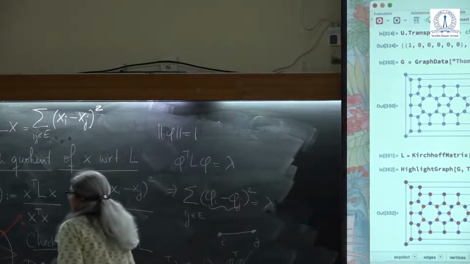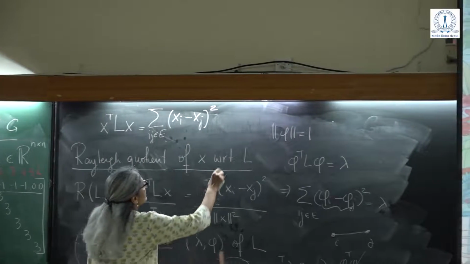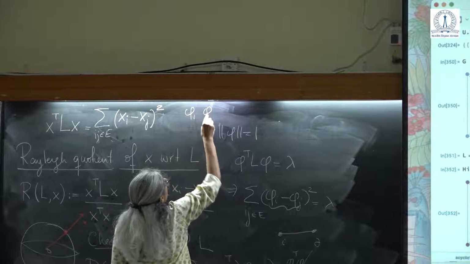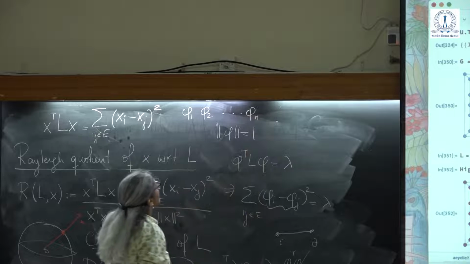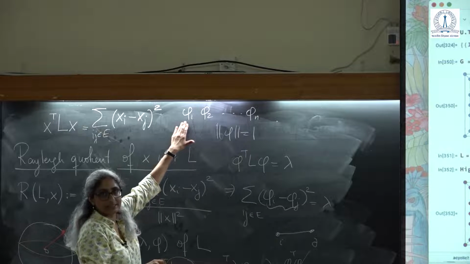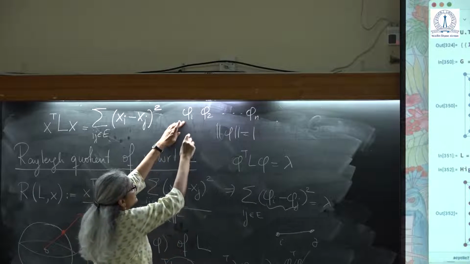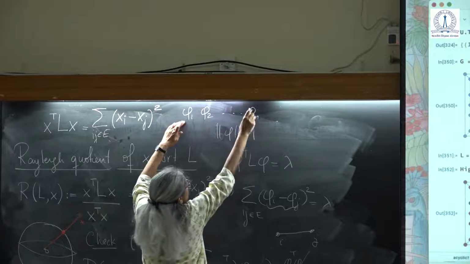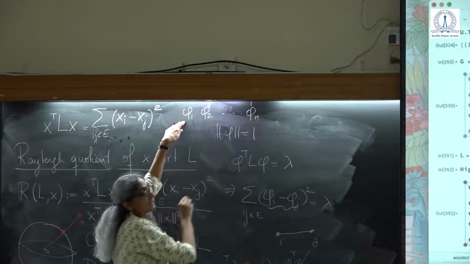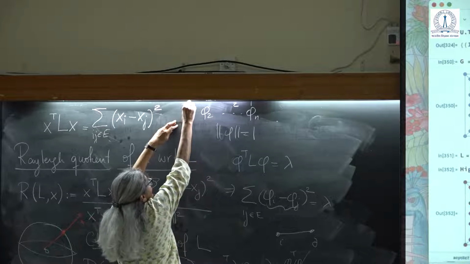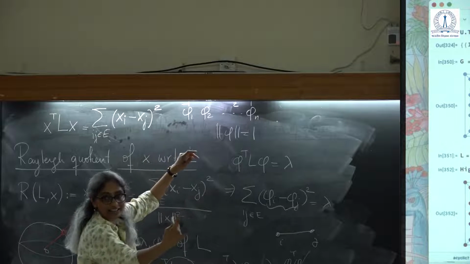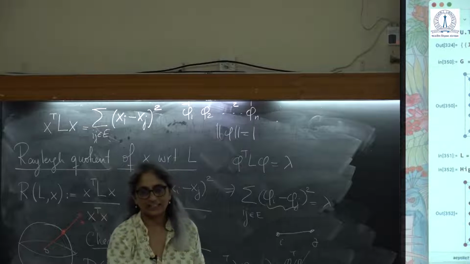Exactly. So the eigenvectors are phi1, phi2 up to phi n. This is for the Laplacian, this is the smallest. So in Mathematica, this is indexed 1. This is indexed 2, and so on. This is the first from the back, so it's indexed -1. It's syntax.